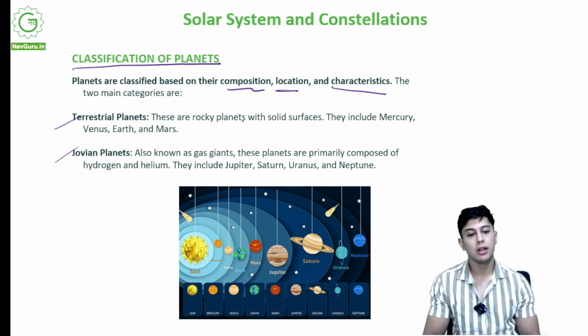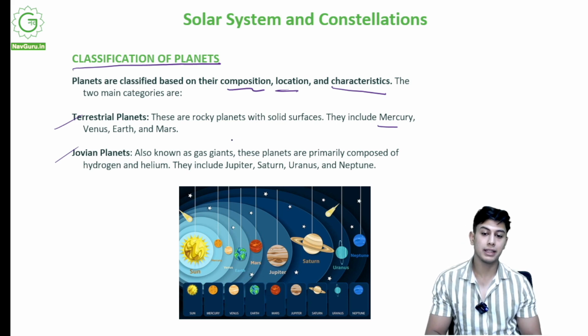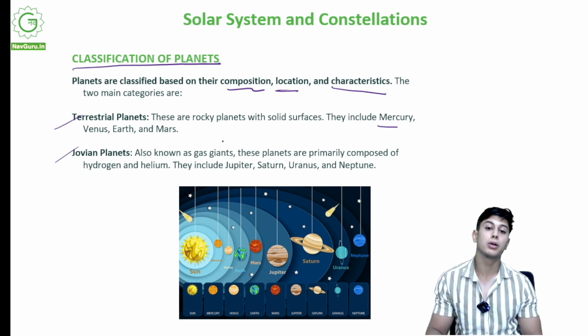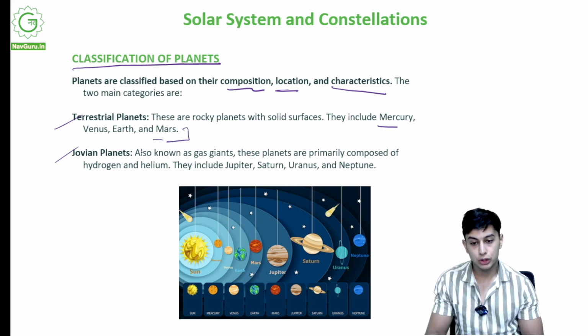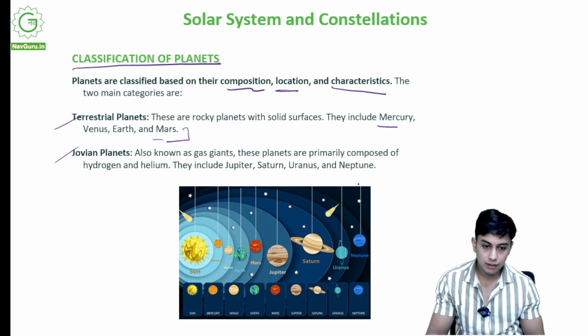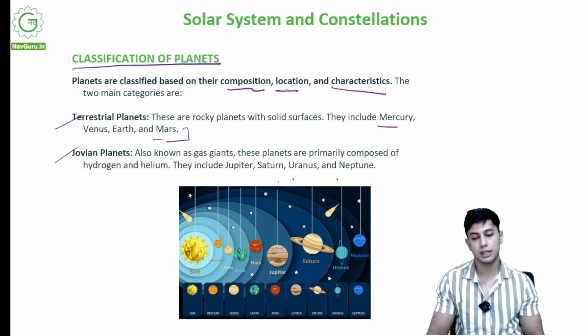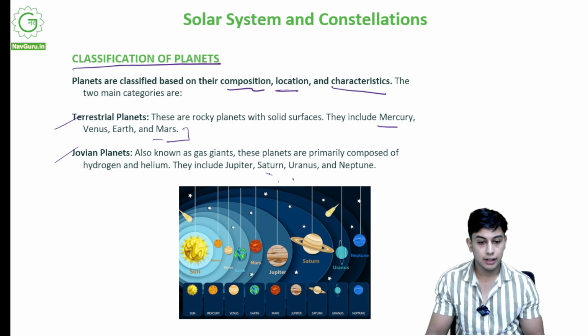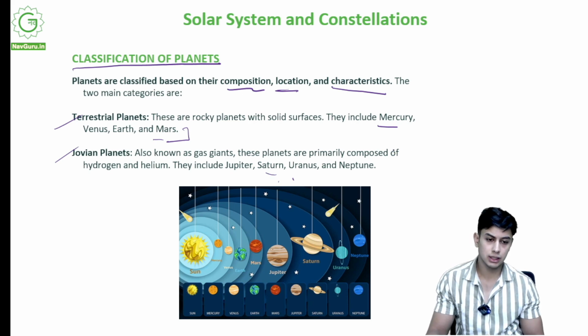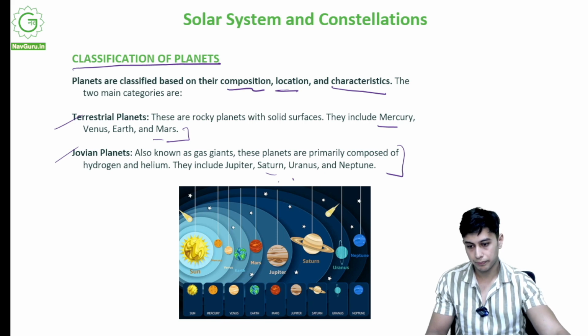I have told you Mercury, Venus, Earth and Mars, the first 4 planets are terrestrial planets. Why? Because they have rock and soil. Jovian planets are the other 4, Jupiter, Saturn, Uranus and Neptune. These are composed of hydrogen and helium. These are mostly gases and hence these are Jovian planets.